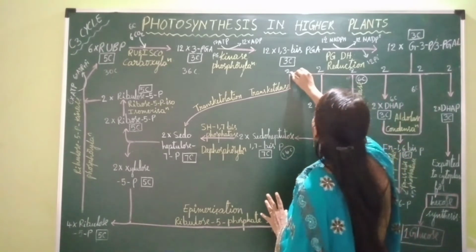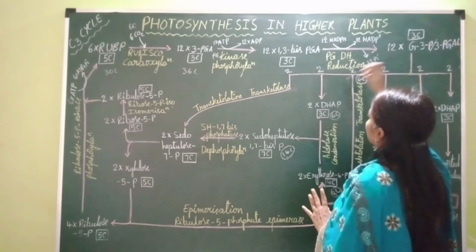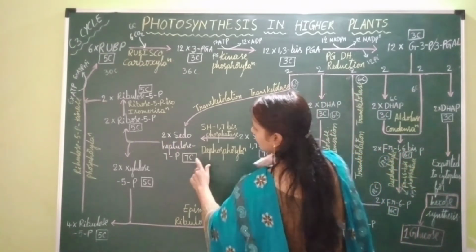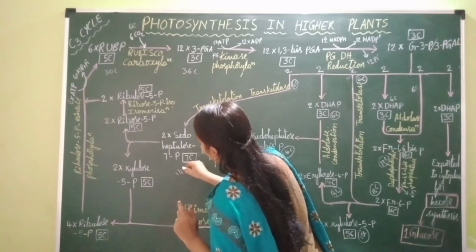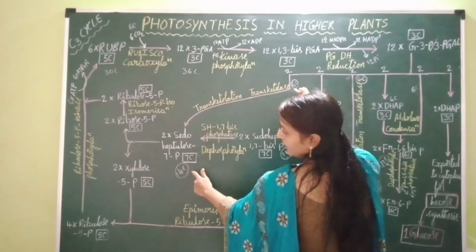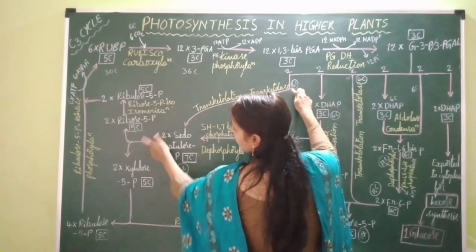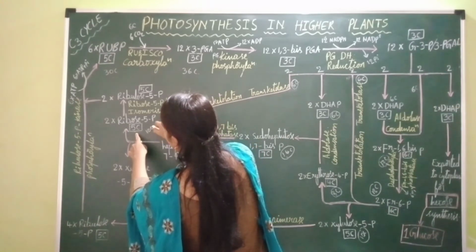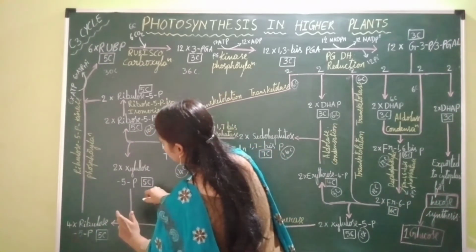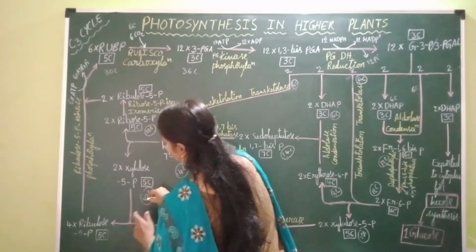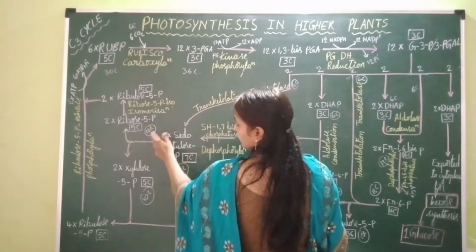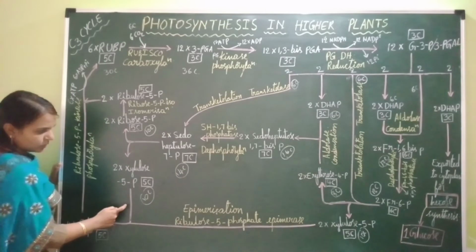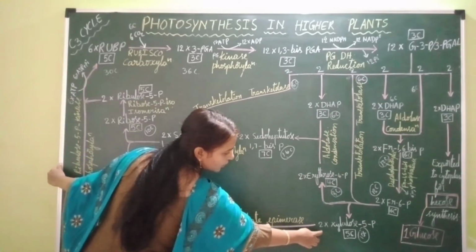So let's see. So 3-carbon compound, two molecules of 3-carbon compound G3P. That means how many carbons? 6 carbons here. And here how many carbons? Two molecules of 7-carbon compound. That means 14 carbons. So 14 carbons plus 6 carbons, together 20 carbons. 20 carbons resulting in the formation of two compounds. Here two molecules of 5-carbon compound, that is ribose 5-phosphate, 10 carbons. And two molecules of 5-carbon compound is nothing but 10 carbons, that is xylulose 5-phosphate. So 10 carbons plus 10 carbons, 20. So balanced, 20.